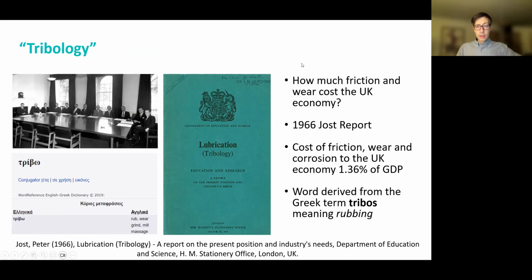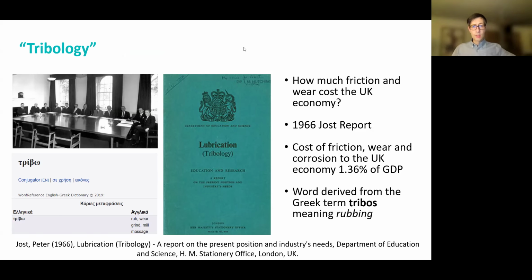So the chair of that committee, Peter Jost, brought together a group of industrialists and academics that spent a couple of years looking at that problem. What they realized was that the cost of friction, wear, and corrosion and surface damage due to corrosion to the UK economy is around, or was rather around, 1.36 of GDP at that point.